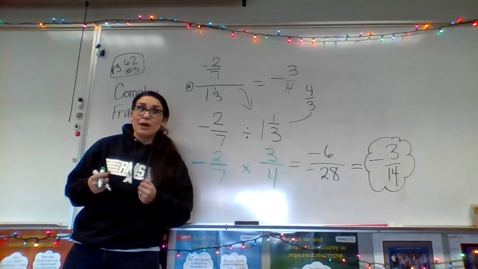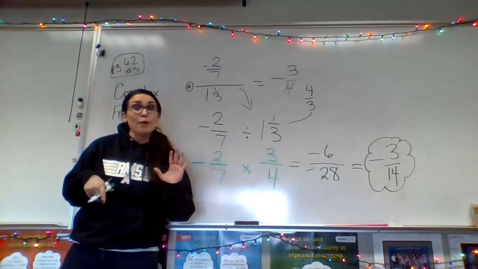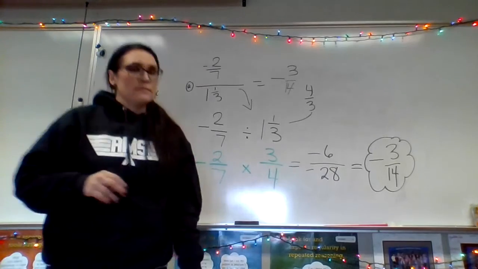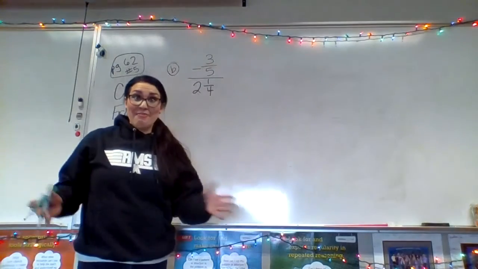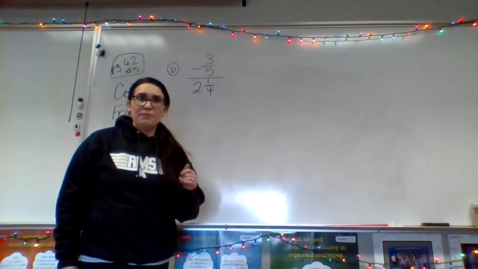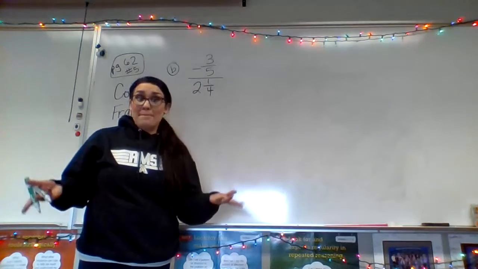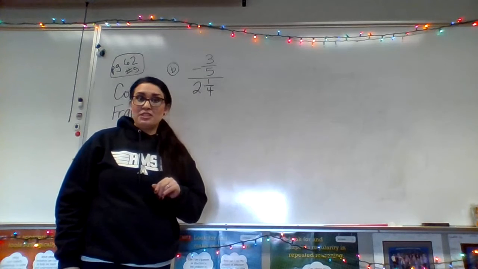Let's take a peek at another one. We're still on number 5 on page 62, but let's look at part B. All right, my friends, so again, this is part B for number 5 on page 62. We have a negative fraction over a positive mixed number, similar to that problem that we just did.